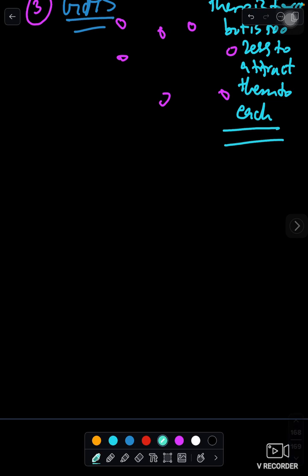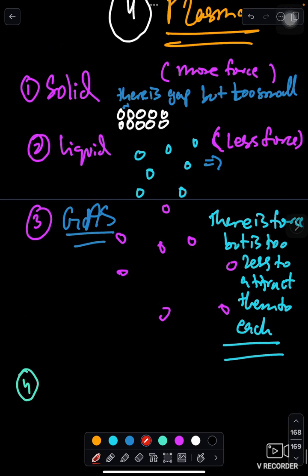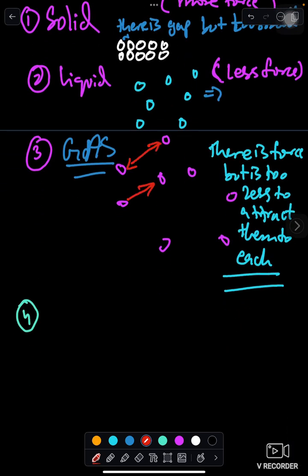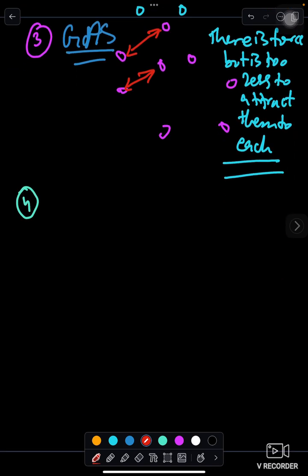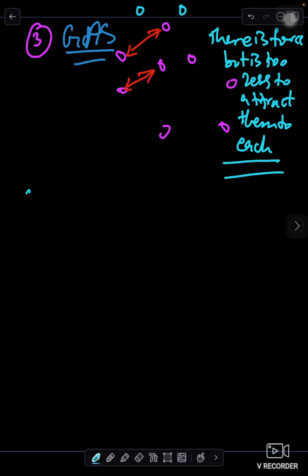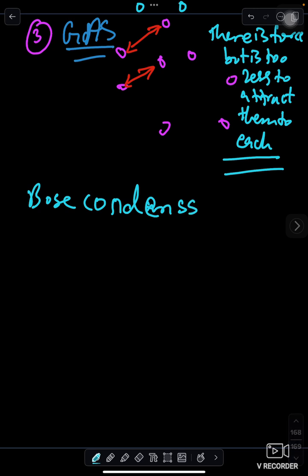Then comes the fourth state of matter, plasma. We know that in gas the distance is a lot. But plasma is, yeah. Before we talk about plasma, we'll talk about Bose-Einstein Condensate.